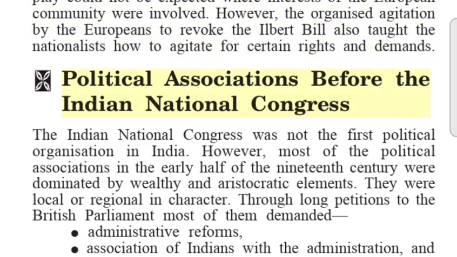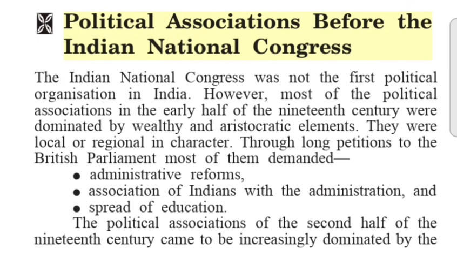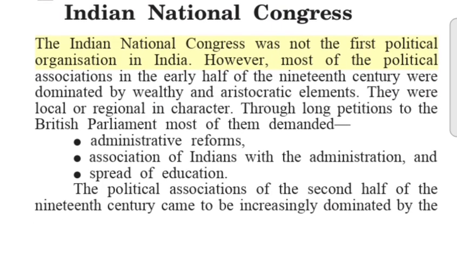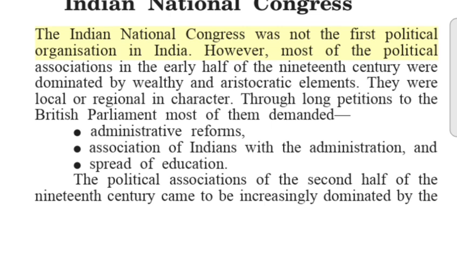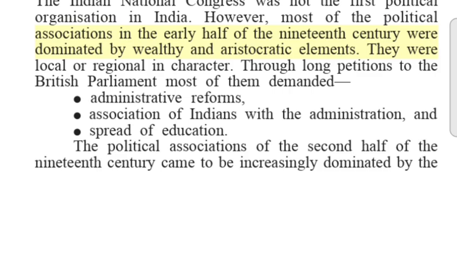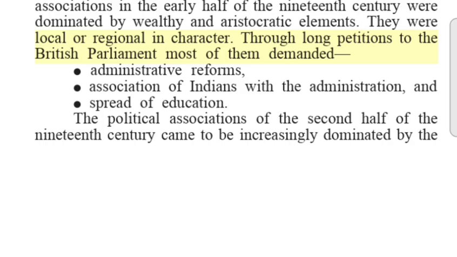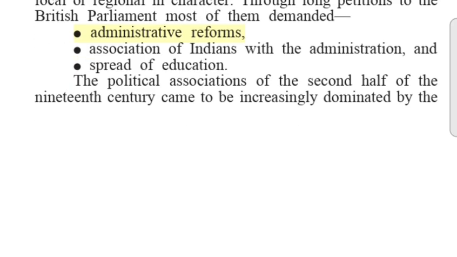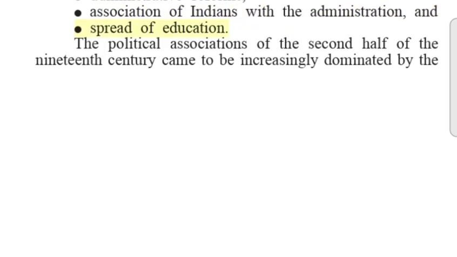Political associations before the Indian National Congress. The Indian National Congress was not the first political organization in India. However, most of the political associations in the early half of the 19th century were dominated by wealthy and aristocratic elements. They were local or regional in character. Through long petitions to the British Parliament, most of them demanded administrative reforms, association of Indians with the administration, and spread of education.